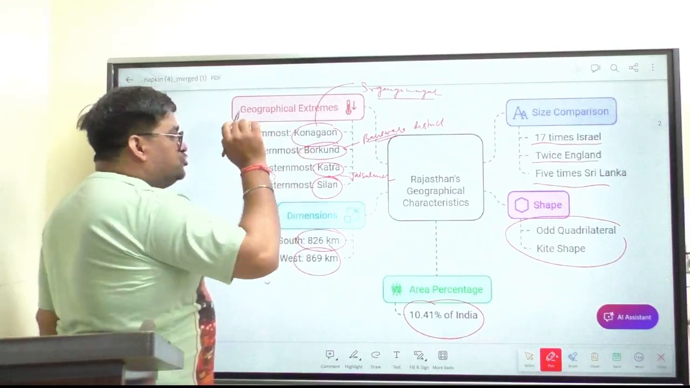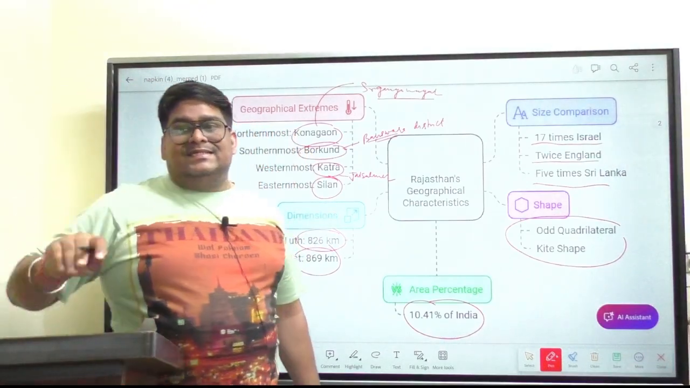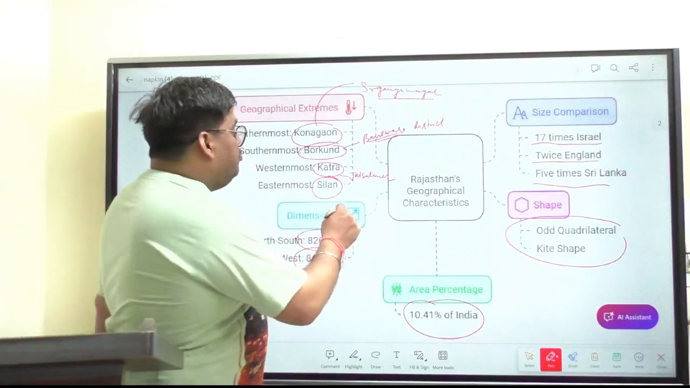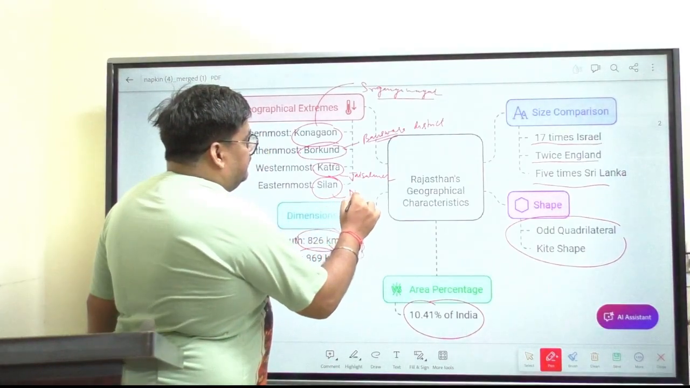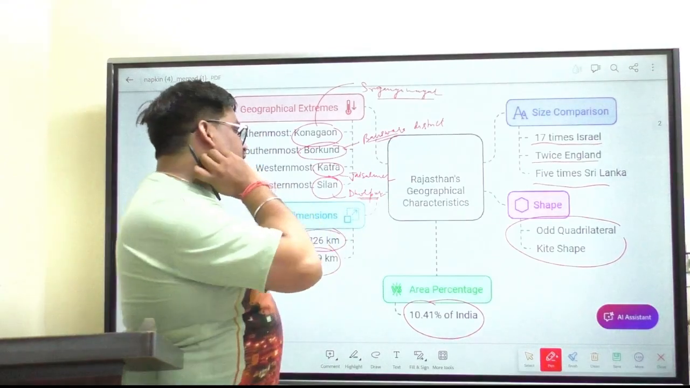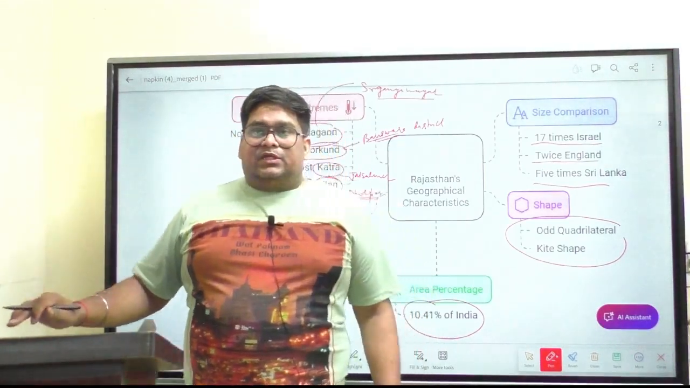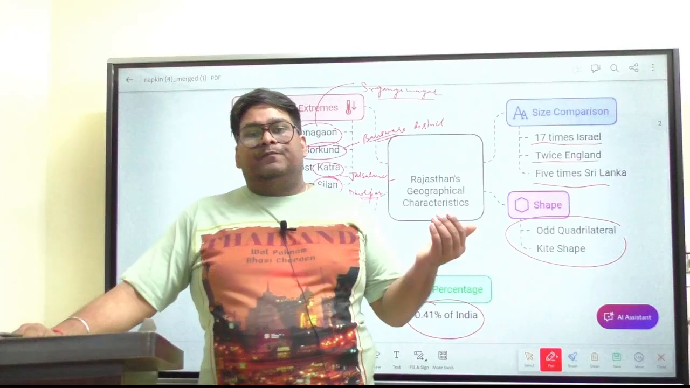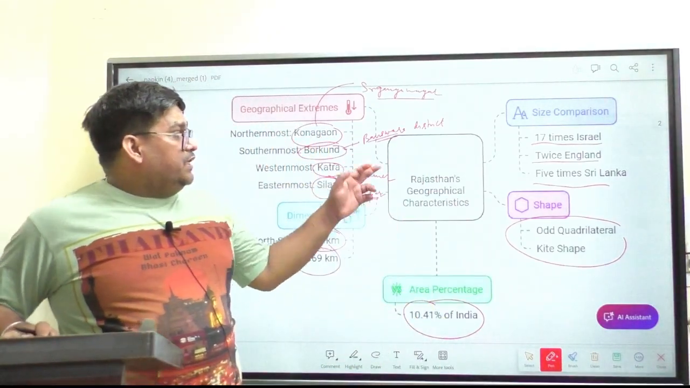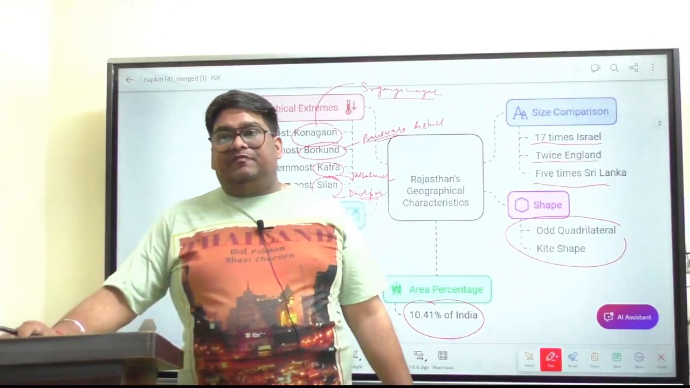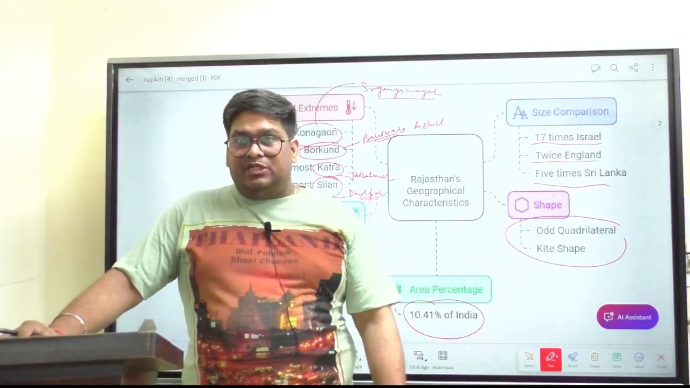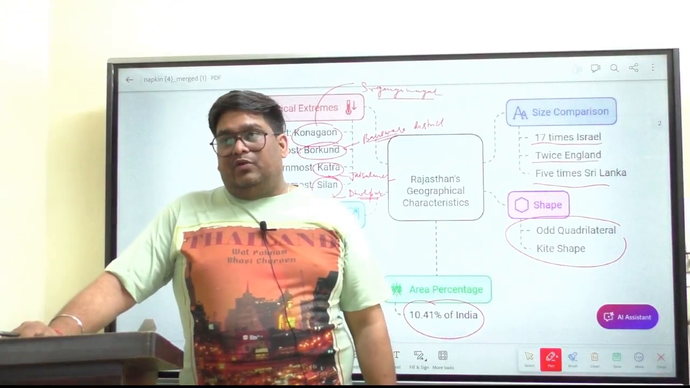Similarly, the easternmost point is known as Silan. Silan is basically a village which lies in the Dholpur district of Rajasthan. Okay. So these are basically the east, west, north, south points. Okay, you can look into that. This is roughly the extremes of Rajasthan that you can look into.